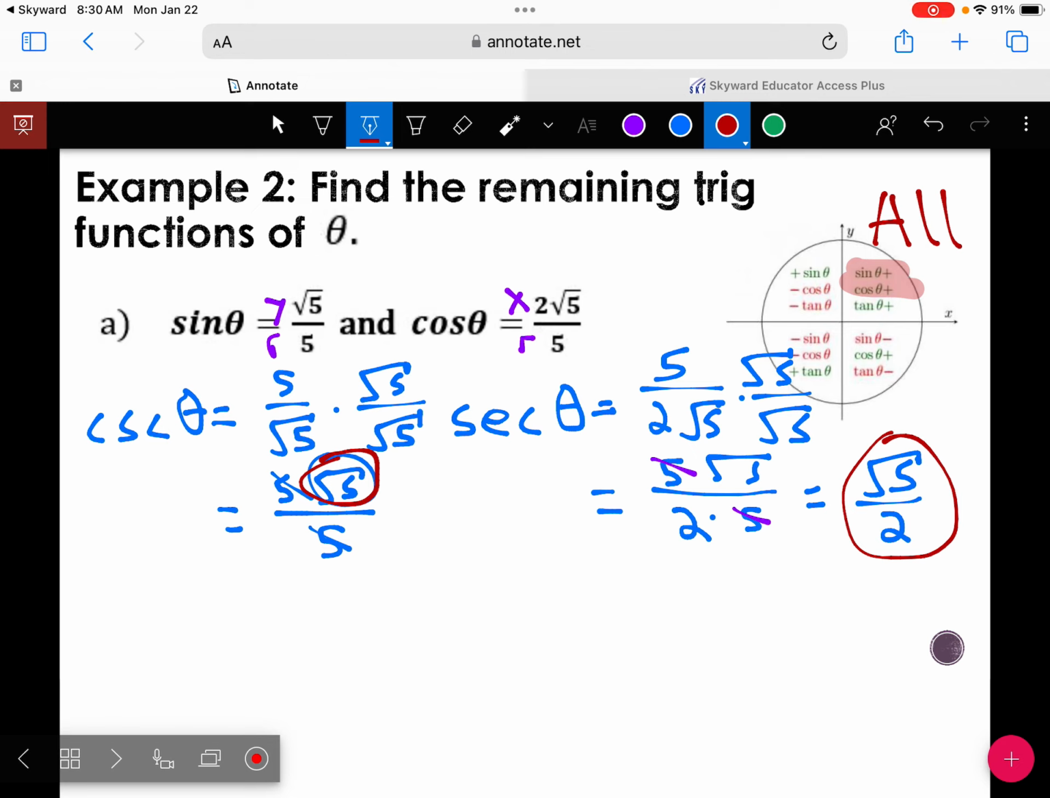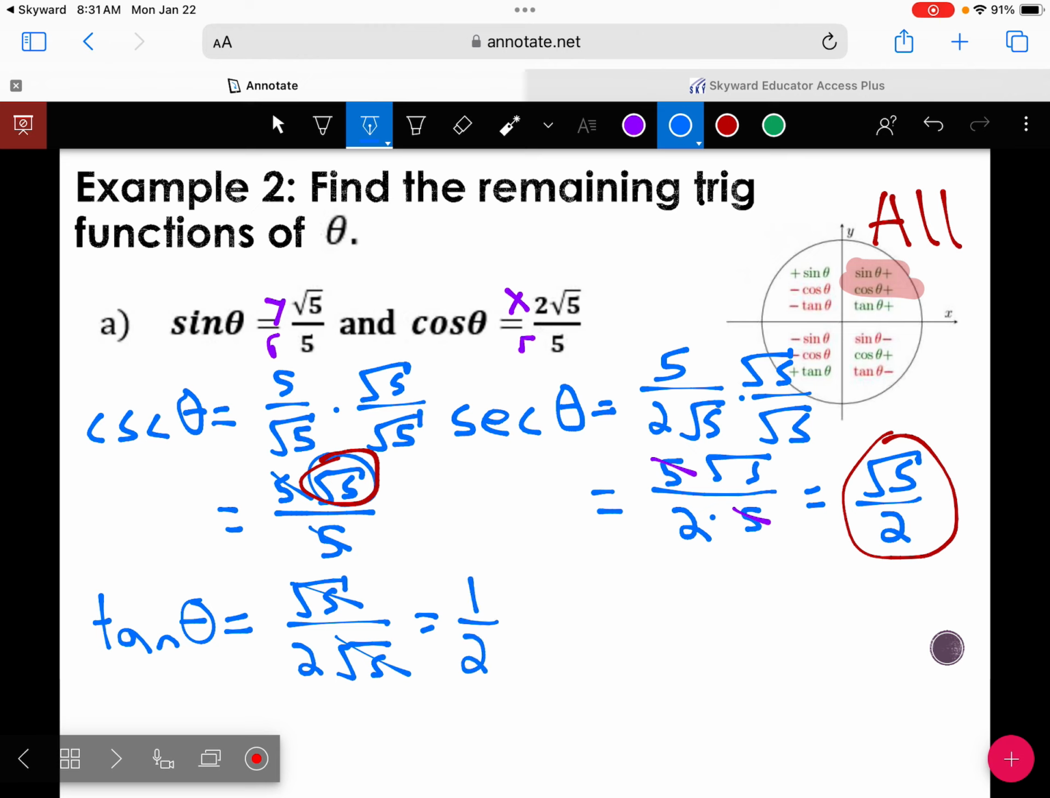So now we have 2 left, right? We have tangent and cotangent. And these are pretty simple for this problem. So I drew my funky T again. So tangent of theta is just, what's the ratio for that? Y over x, perfect. So y here is root 5. X is 2 root 5. Easy as can be, the root 5s cancel out, and we're just left with 1/2.